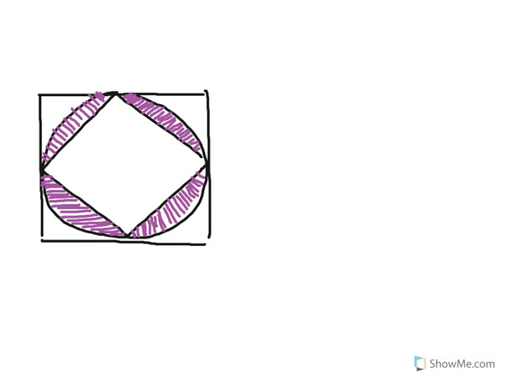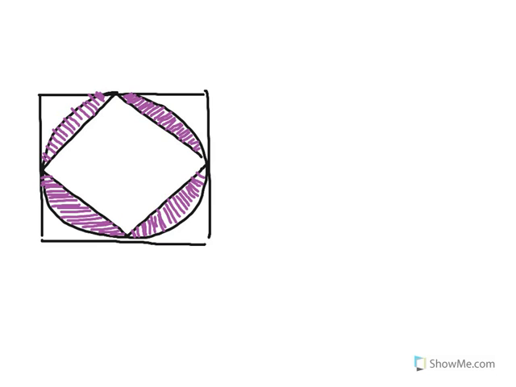Okay, now for a challenging area problem. I have here a square inscribed inside of a circle, and the circle is inscribed inside of another square. And I want to know, if I throw a dart, what is the probability that the dart will land inside the purple shaded area?